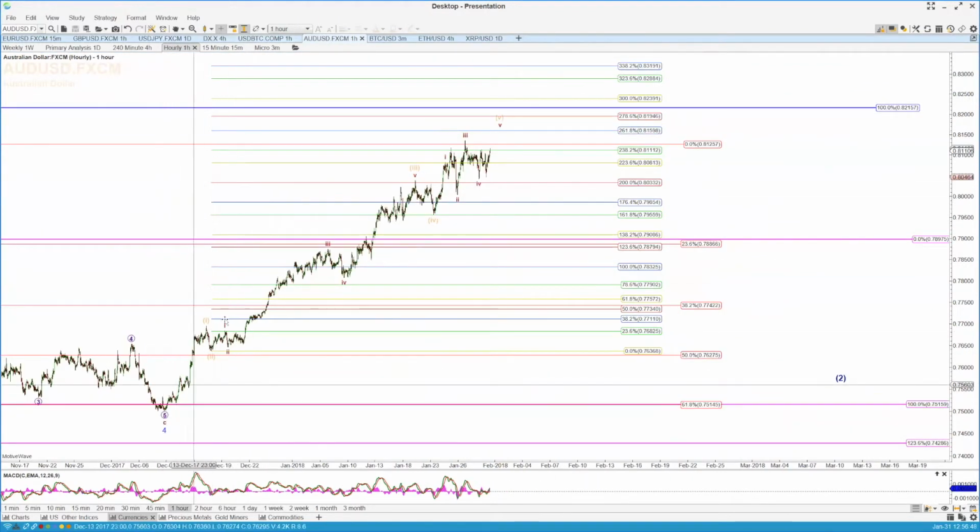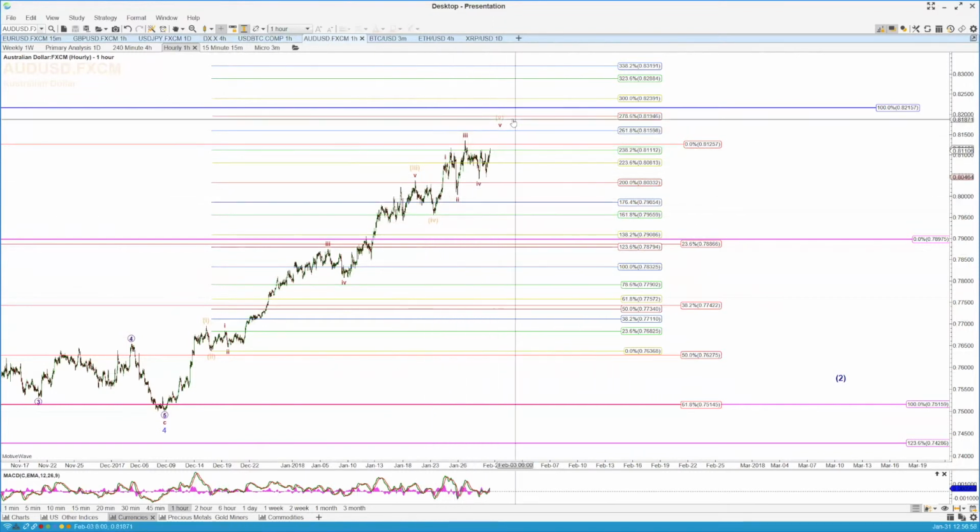And there's the internal count for the move up off the December low. And this final part is a contracting ending diagonal, which is why it's such a terrible, messy pattern. But I do think it would look better with just one last push higher.